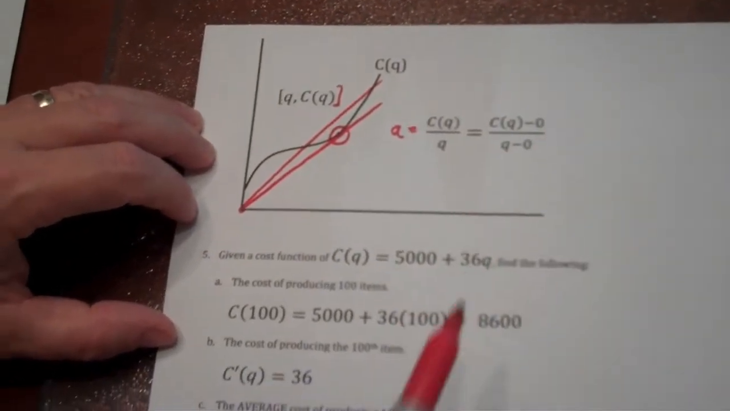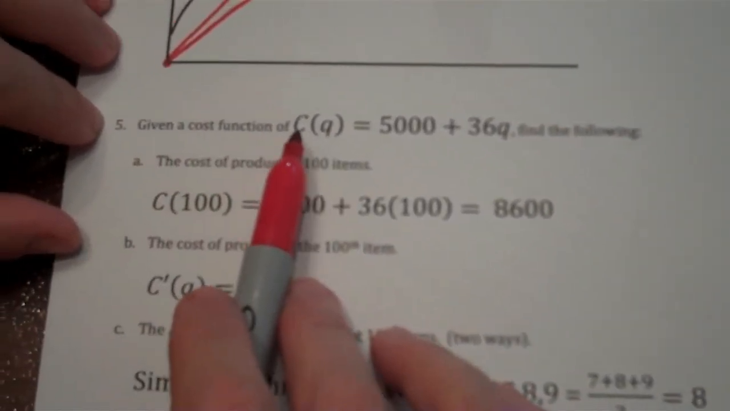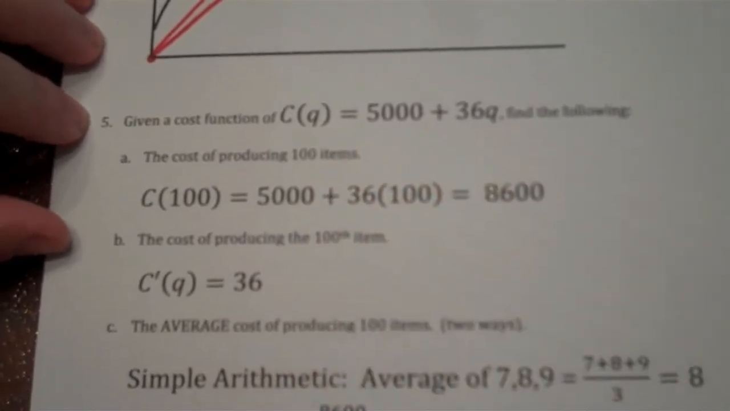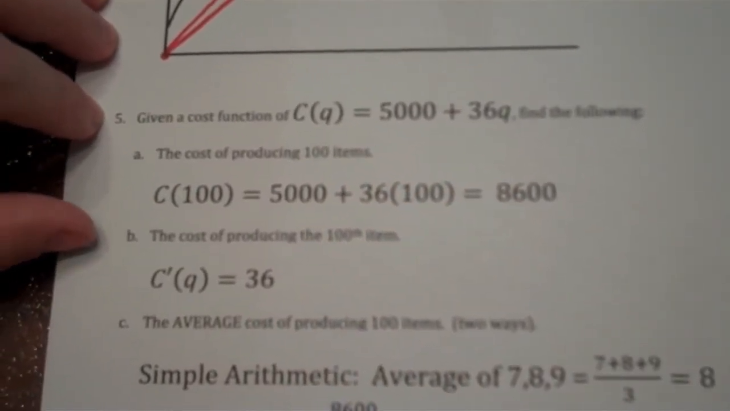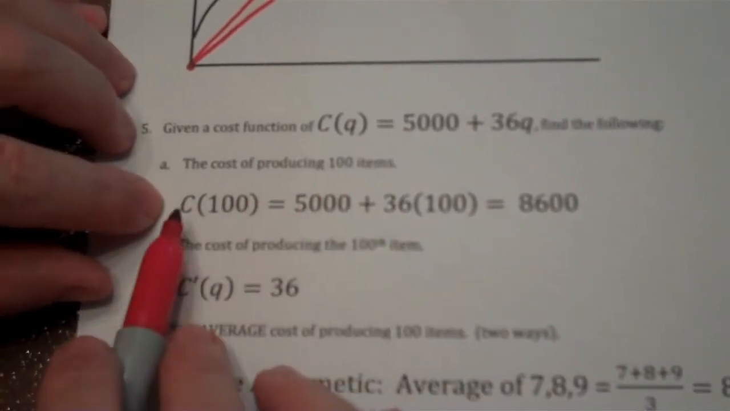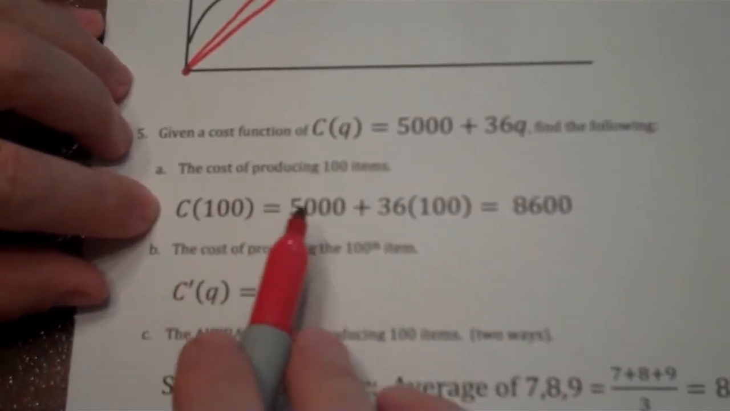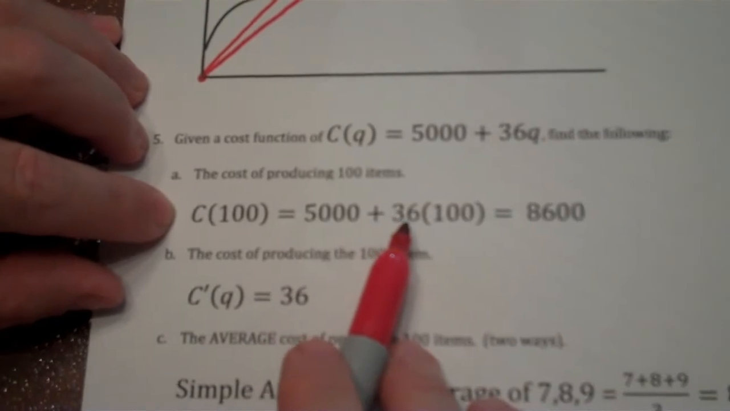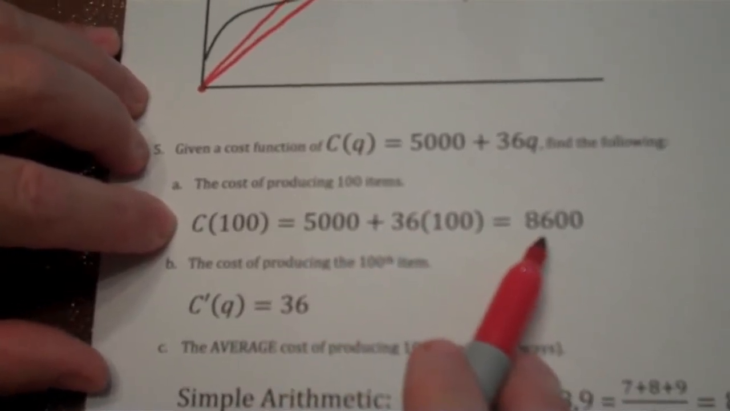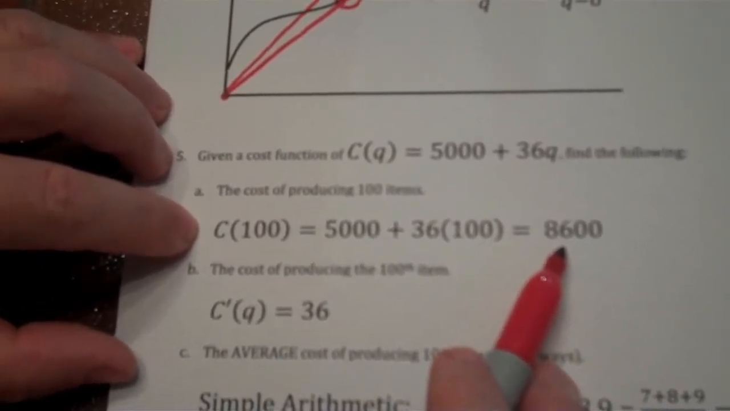Let's move on now to number 5. In this case, I have a given cost function of c of q equals 5,000 plus 36q. I want to find the following. First, I want to find the cost of producing 100 items. You'll notice that c of 100, plugging 100 directly into the cost function, gives me 5,000 plus 36 times 100. That gives me a total of 8,600. So the total cost of producing 100 items would be $8,600.